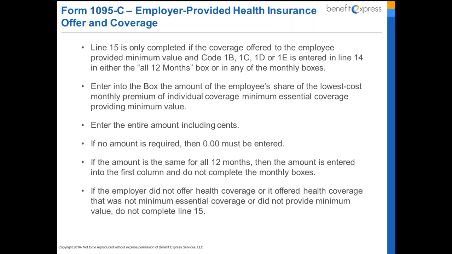And line 15 says if you use 1B, 1C, 1D, or 1E in all 12 months or any of the months, then you would have to complete line 15. As you can see there, 1A is not there. So if you use 1A, you don't have to complete line 15. You enter the entire amount, including cents. If no amount is required, then 000 must be entered. If the amount is the same for all 12 months, the amount is entered in the first column. If the employer did not offer any coverage, or the offered coverage was not minimum essential coverage, or did not provide minimum value, you don't complete line 15. So in some situations, line 15 is not completed.